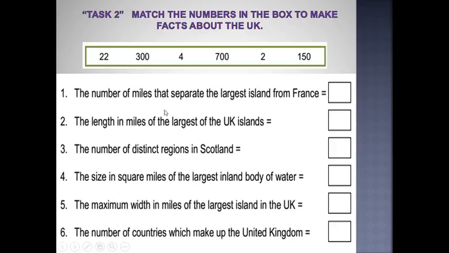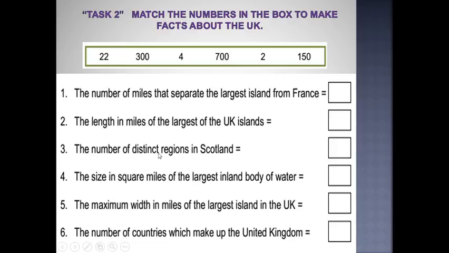The number of miles that separate the largest island from France is 22. The length in miles of the largest of the United Kingdom islands is 700.